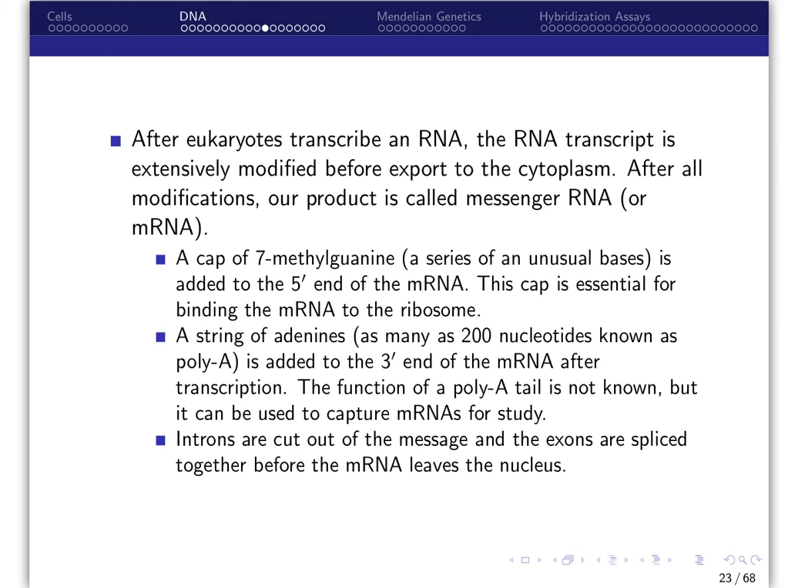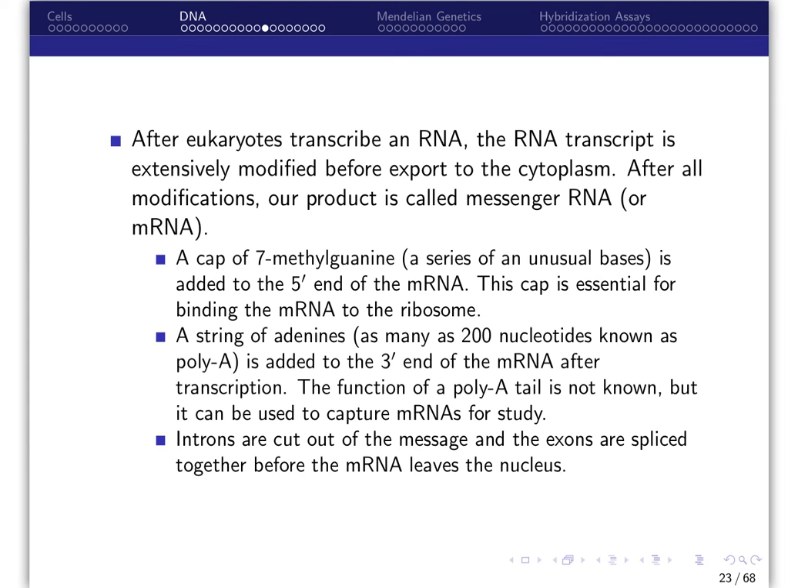the cytoplasm. After all modifications, our product is called messenger RNA, or mRNA. The modifications include that a cap of 7-methylguanine, which is a series of unusual bases, is added to the 5' end of the RNA. This cap is essential for binding the mRNA to the ribosome.